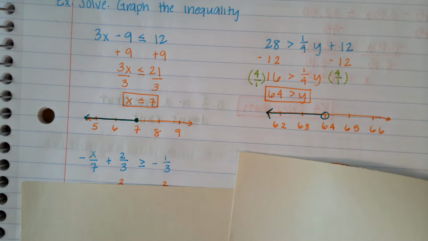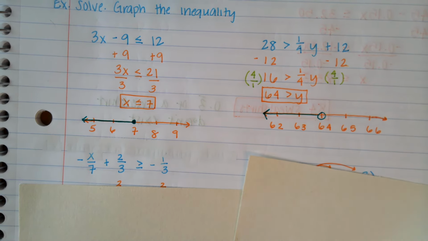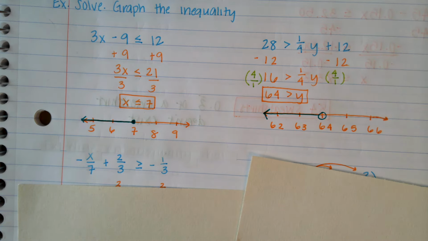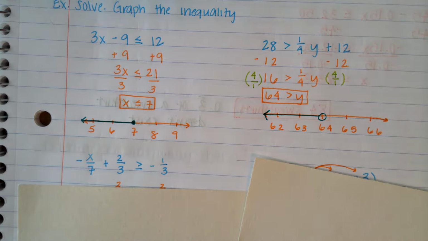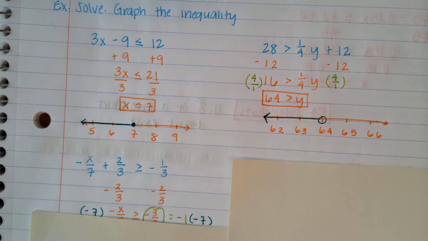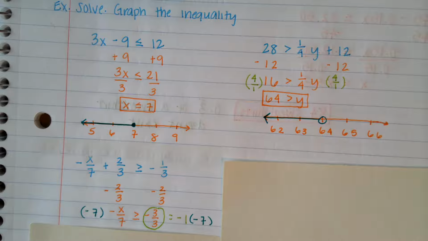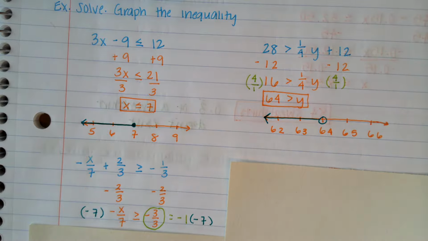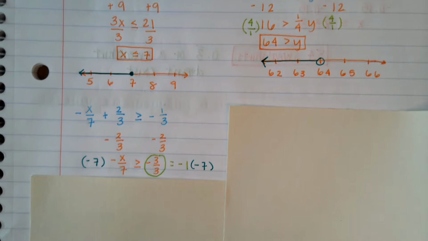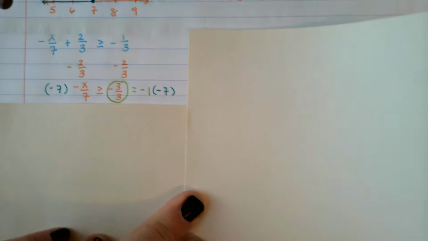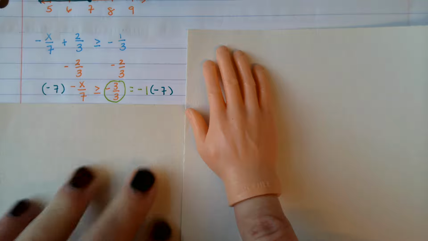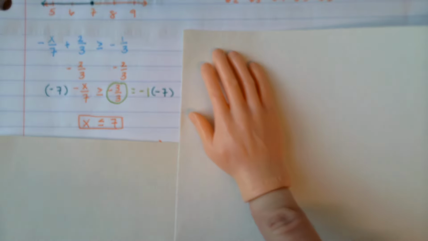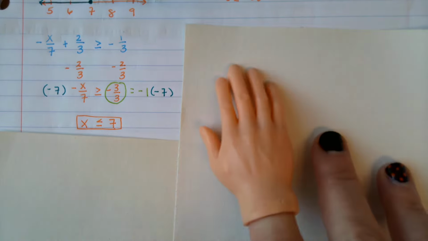We have negative x over 7 plus 2/3 is greater than or equal to negative 1/3. So we're going to move the 2/3 first, and then after that we need to get rid of this negative 7. So we're going to multiply each side by negative 7, and then that will give x is less than or equal to 7.